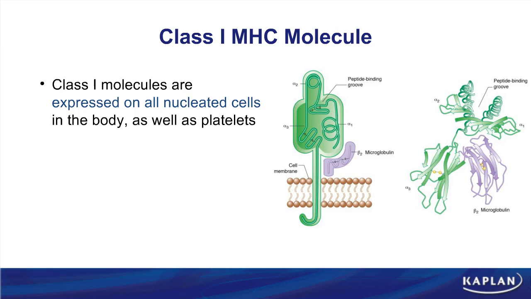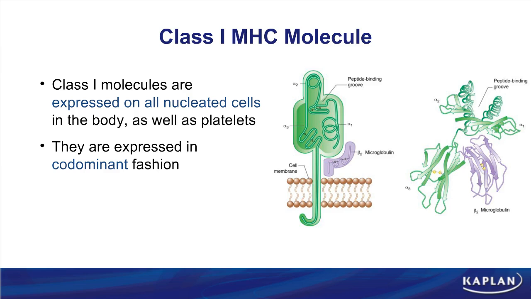Another important thing I want you to note is that those class 1 molecules, your HLA A, B, C, have 2 alleles. And each allele of those genes is going to be codominantly expressed. This does not fall under normal Mendelian inheritance patterns.